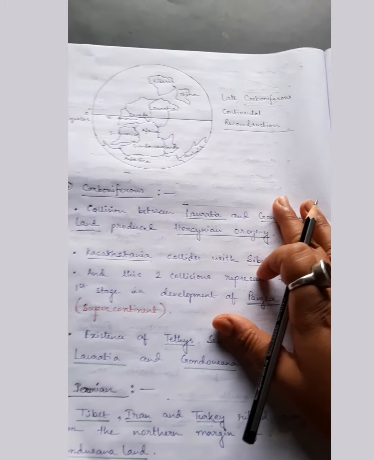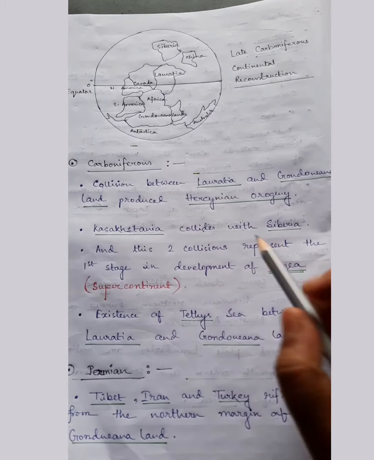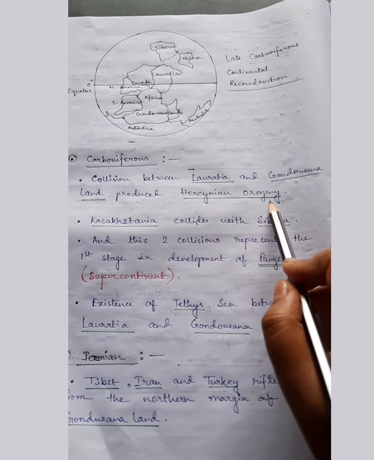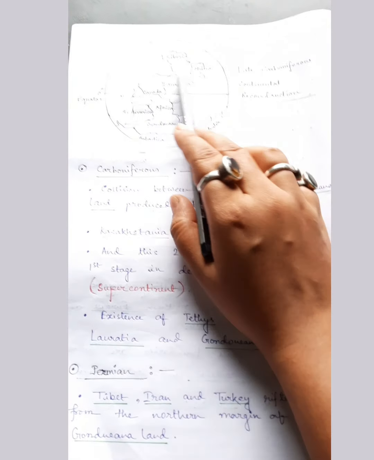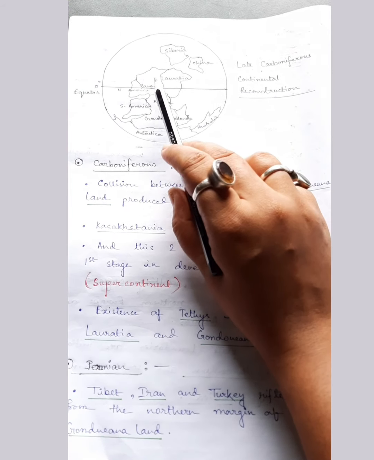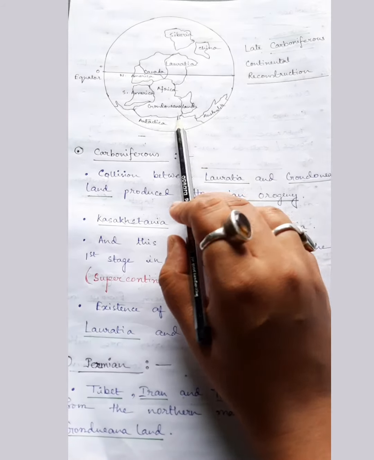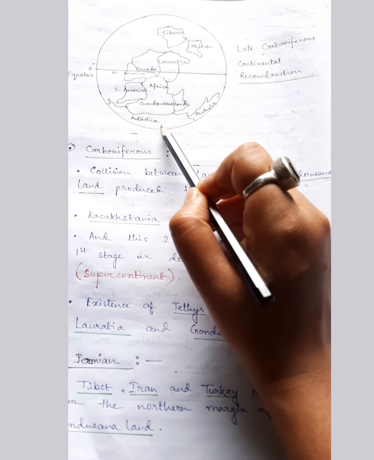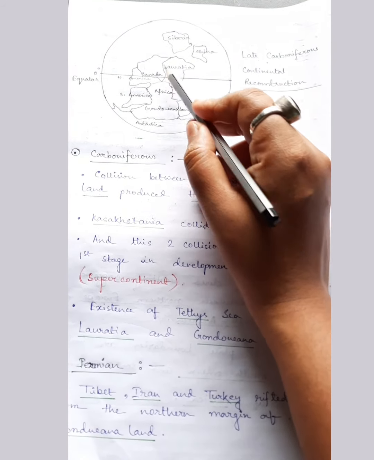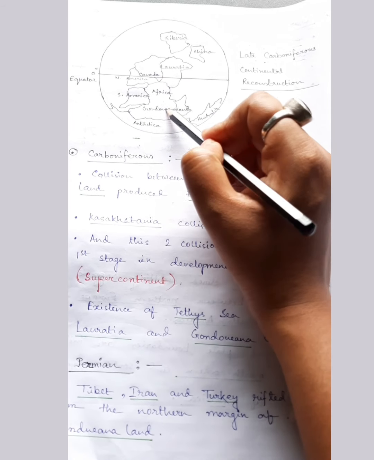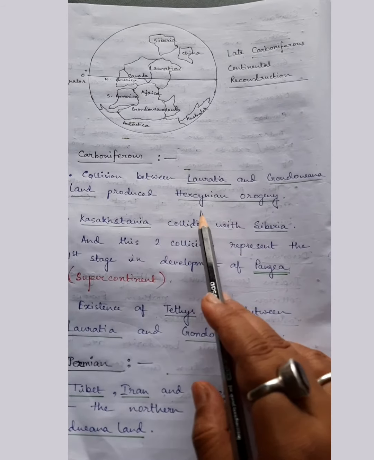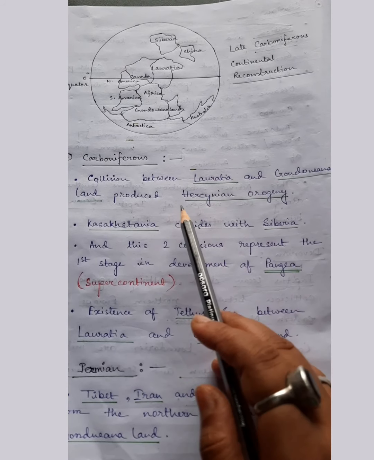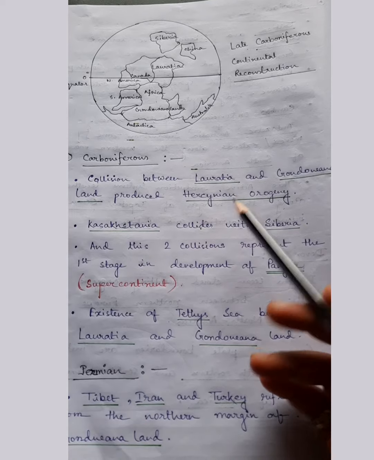Now we will discuss the Carboniferous period. The collision between Laurasia and Gondwanaland produced the Hercynian orogeny. This is quite natural. You can see that all the continents of Laurasia and Gondwanaland come closer along this region, that means the low latitude region to the southern pole. So obviously a collision between Laurasia and Gondwanaland is quite natural, and as a result of this collision, the Hercynian orogeny has been created.